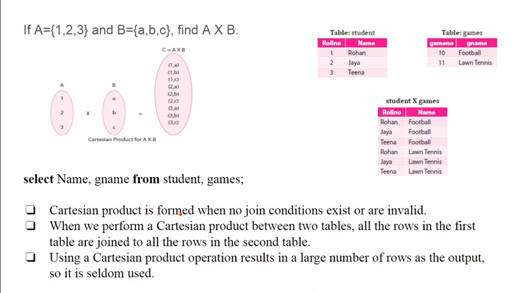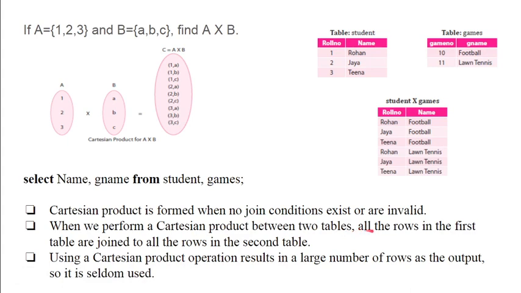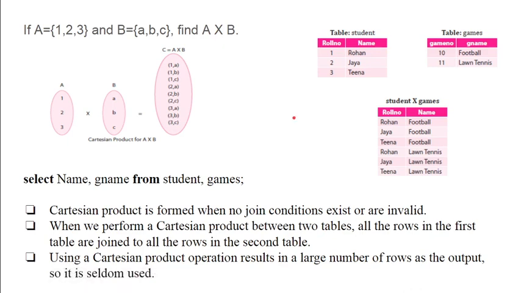A Cartesian product is formed when no join conditions exist or are invalid. When we perform a Cartesian product between two tables, all the rows in the first table are joined to all the rows in the second table. Using a Cartesian product operation results in a large number of rows as the output. So it is rarely used.